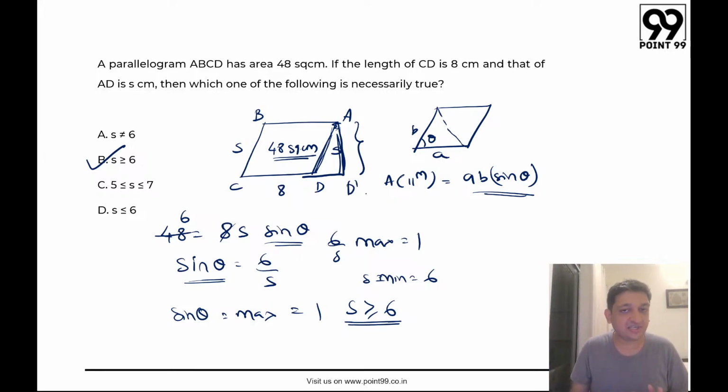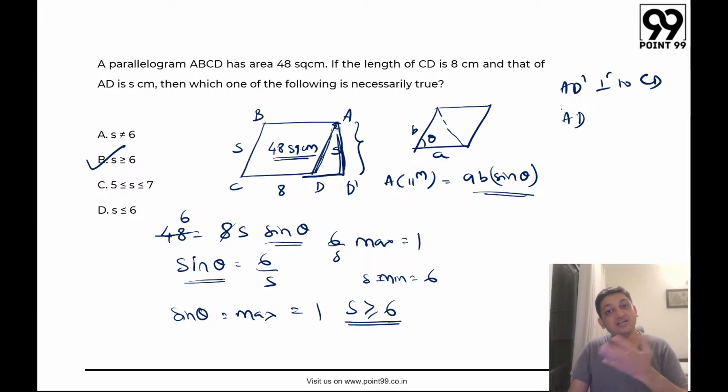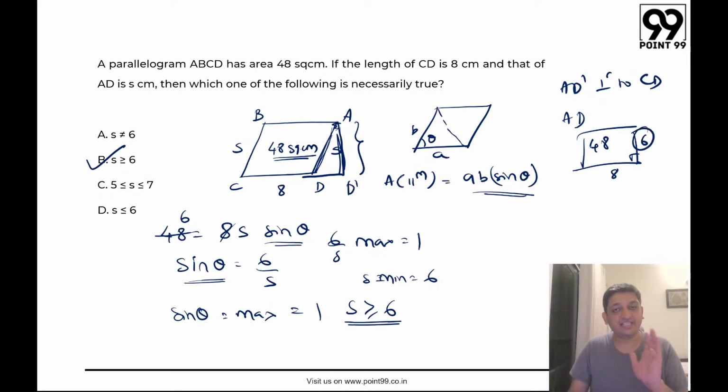If this is AD dash and AD dash is perpendicular to CD, I can say that as AD becomes more slanted, its value will keep increasing. So we can say with certainty that the perpendicular distance will be the shortest distance in terms of the height. What is the perpendicular distance, or when will the distance be perpendicular? When this is a rectangle. If this is 8, area is 48, this has to be 6. So S will always be greater than or equal to 6.